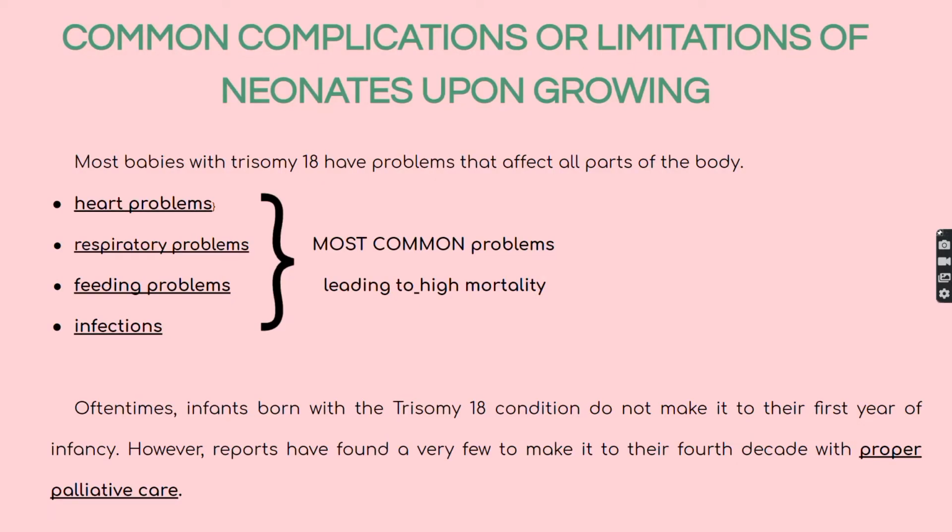The common complications or limitations of neonates with the trisomy 18 syndrome upon growing include heart problems, respiratory problems, feeding problems, and infections. They are the most common problems leading to high mortality. Most babies with trisomy 18 have problems that affect all parts of the body. Oftentimes, infants born with a trisomy 18 condition do not make it to their first year of infancy. However, reports have found a very few to make it to their fourth decade with proper palliative care.